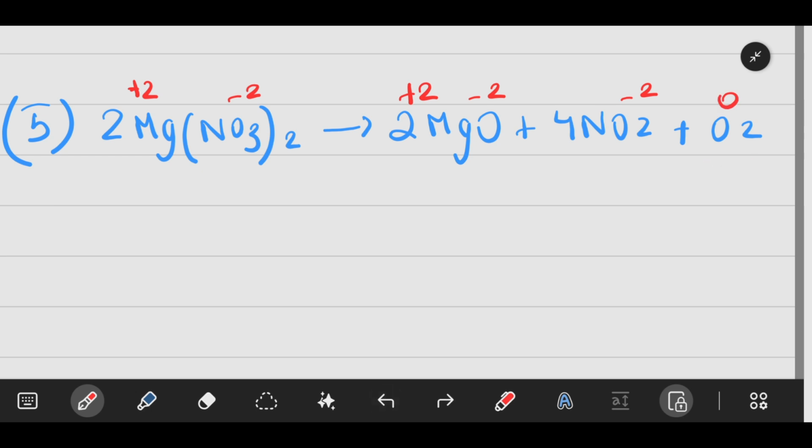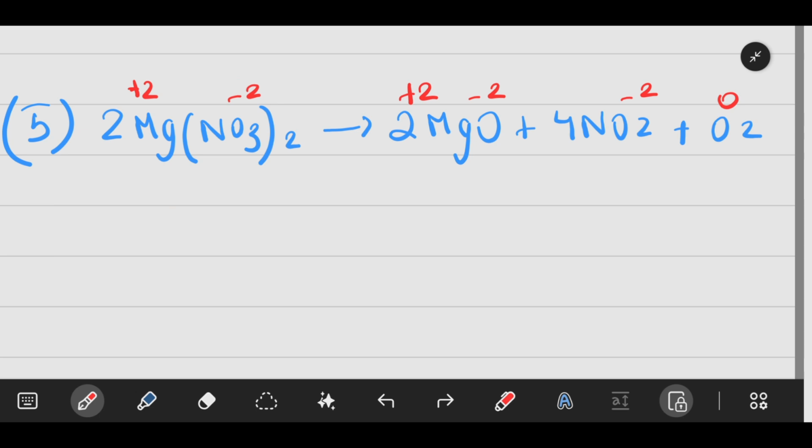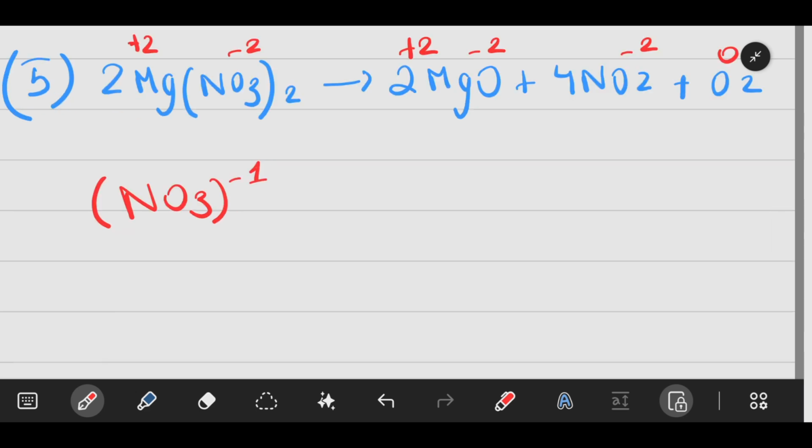Right. So I don't have the oxidation number for nitrogen in this whole compound. What we can do here is write down NO3 with a charge of minus 1 as a whole. Now I need the charge of nitrogen in this compound. I will write down the oxidation number of minus 2 for oxygen. So x minus 2 times 3 is equal to minus 1.